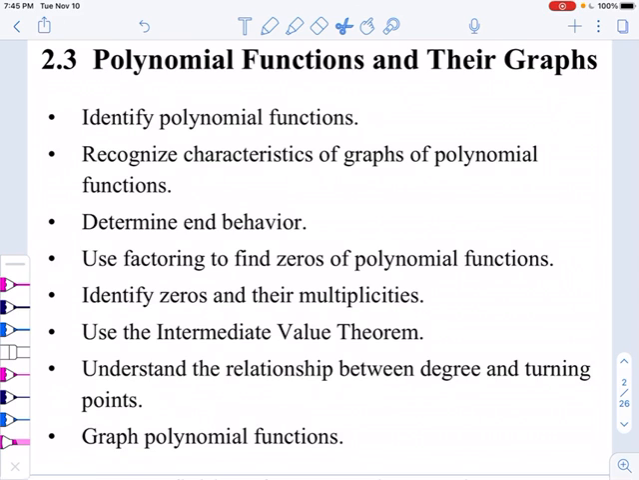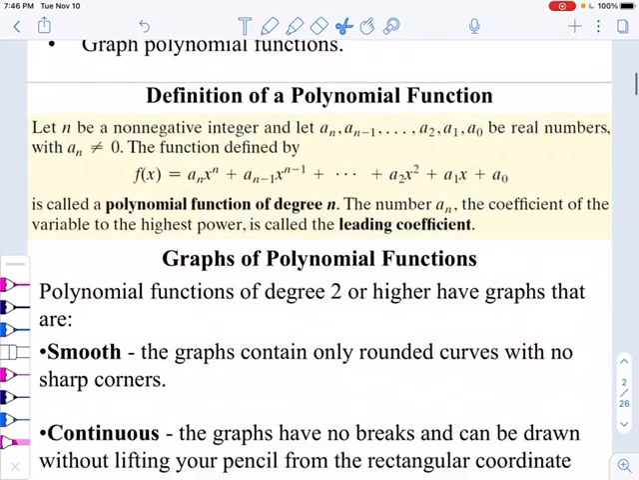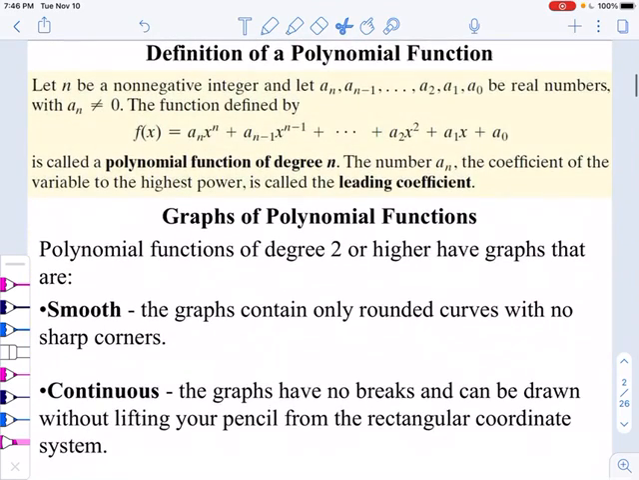So we've looked at graphing quadratics, what happens when we had that x squared function. Now we're going to get into looking at what happens when we get to another degree, a third degree, fourth degree, fifth degree, etc. So let's talk about the definition of a polynomial function.